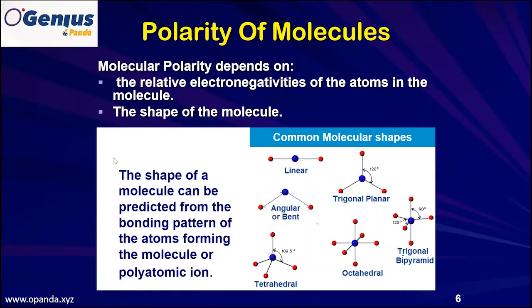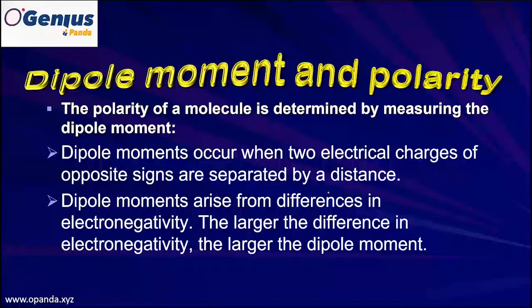Polarity of molecules. Molecular polarity depends on two things: the relative electronegativities of the atoms in the molecule and the shape of that molecule. The relative electronegativities of the atoms in the molecule will govern the polarity of bonds. So we should focus on two things: polarity of bonds and shape of the molecule. Here we have some common shapes: linear shape, the angular shape, trigonal planar shape.